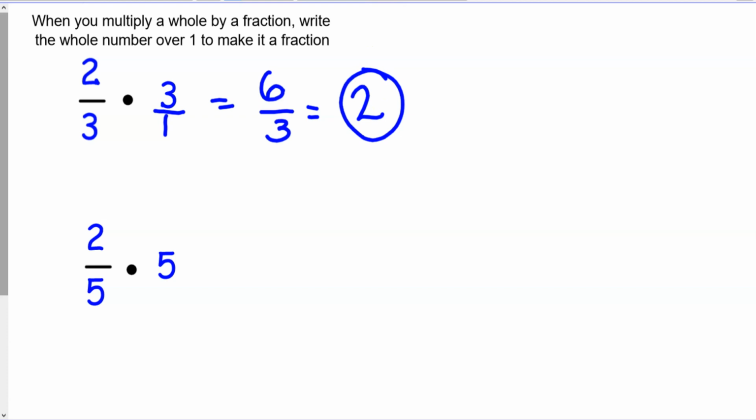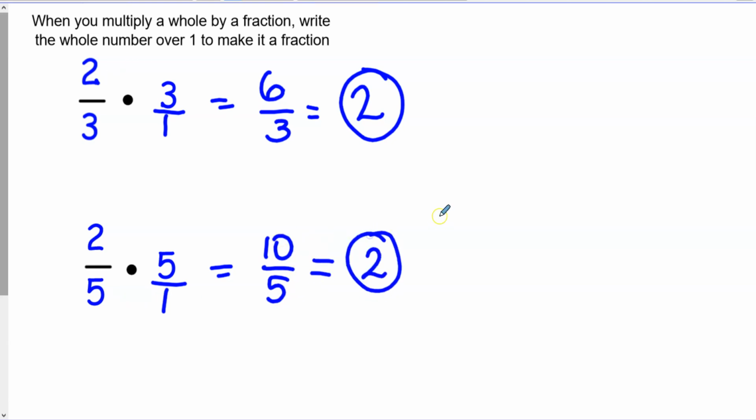Okay, same with the second example here, 2/5 times 5. You write the 5 as a fraction by writing it over 1. Multiply straight across. 2 times 5 is 10, and 5 times 1 is 5. This also can be reduced. 10 divided by 5 is 2.